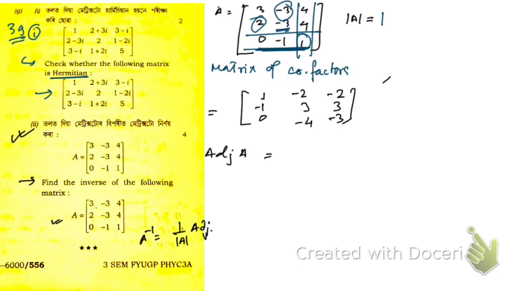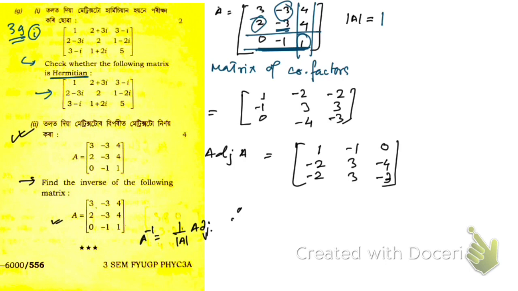So take the transpose of this matrix. Okay, how to take the transpose? Just write this column as a row: 1 -1 0, then the next column as the next row: -2 3 -4, then again the third column as the third row: -2 3 -3. So that is the adjoint matrix that we need to find, right? Hope you have understood this.